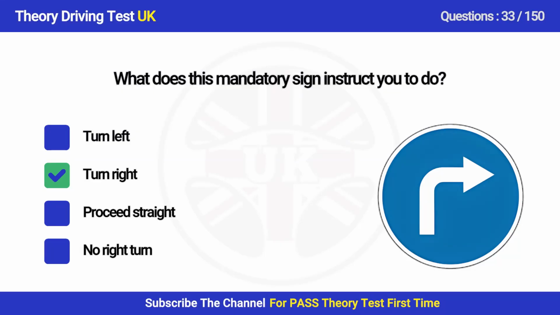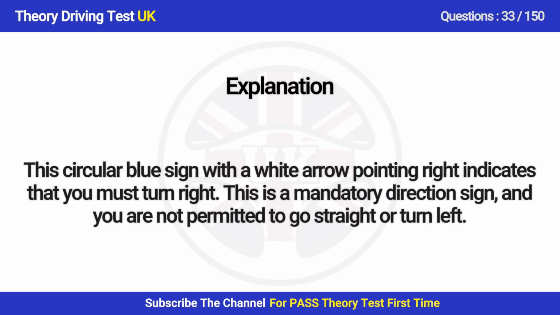Answer is B. Turn right. This circular blue sign with a white arrow pointing right indicates that you must turn right. This is a mandatory direction sign, and you are not permitted to go straight or turn left.